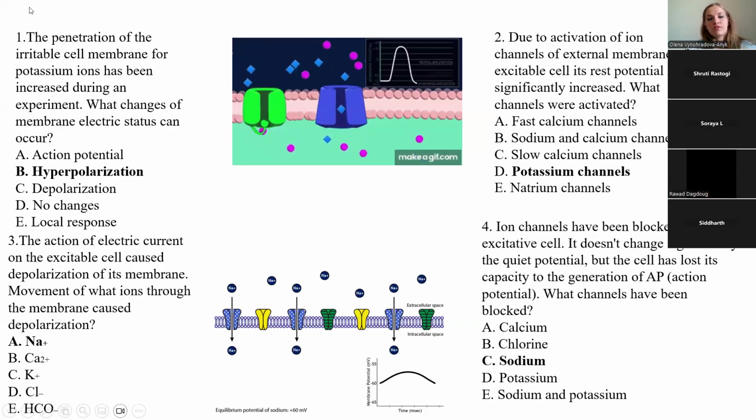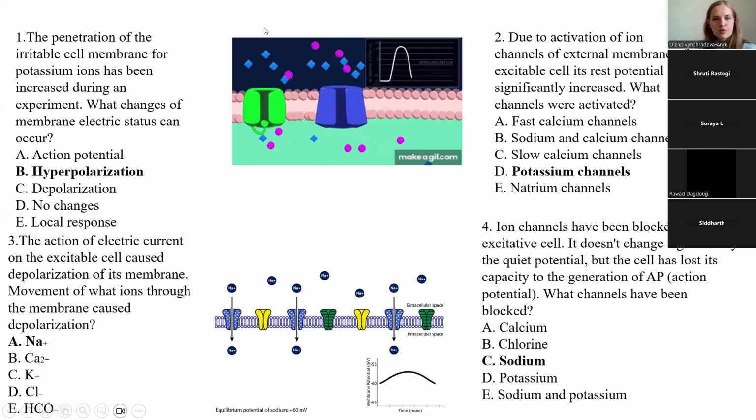Third example of the question. The action of electric current on the excitable cell caused depolarization of its membrane. Movement of what ion through the membrane caused depolarization? Depolarization means that inside is more positive. It means that positively charged particles should move inside. We are talking about sodium, of course, because look at the options. Calcium, we are not talking about normal excitable structure. Potassium, inside. Chlorine is minus, and hydrocarbonate is also negatively charged. So we have only one option, this is sodium.